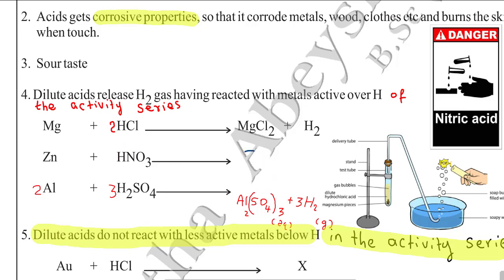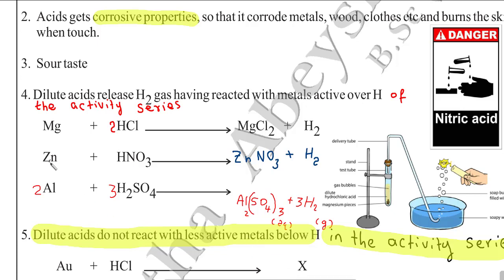Zinc goes with the nitrate group, and the hydrogen remains. But hydrogen naturally in the atmosphere we can find as 2 by 2. In that case we write it as H2, right? Zinc joined with the nitrate group and hydrogen is replaced. In the atmosphere hydrogen we can find as H2.